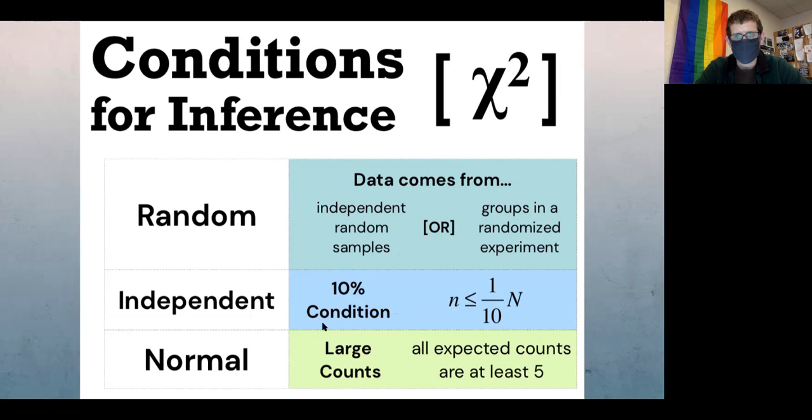So we had that example yesterday where someone created a die and was rolling it. Well, because each die roll is independent, we can actually ignore the 10% condition. We can say the die rolls are independent, therefore we don't need to meet the 10% condition. Large counts is the same as it was for the goodness of fit. All expected counts had to be at least 5, and we had that in ours because the smallest one was 5.5.